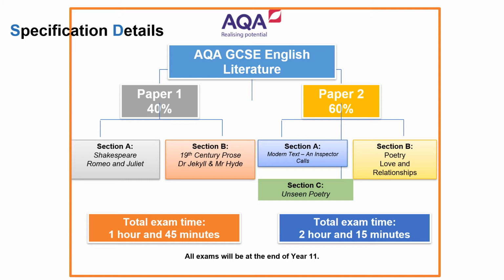Section B is where students learn about poems from a cluster, where they have to study poems ranging from traditional to modern poems on the theme of love and relationships. And finally, section C is where students are expected to analyze unseen poetry. The time for paper 1 is 1 hour 45 minutes, and paper 2 is 2 hours 15 minutes.